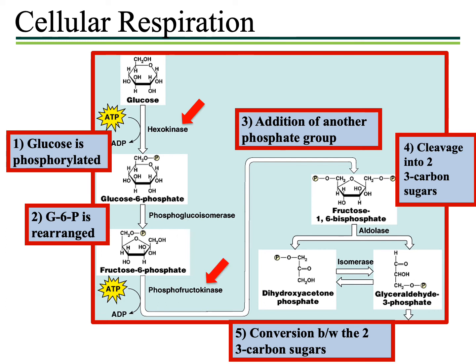Again, the arrow now indicates another kinase. This is phosphofructokinase. However, it again is a kinase. A kinase takes the phosphate group from ATP and transfers it to another substrate.